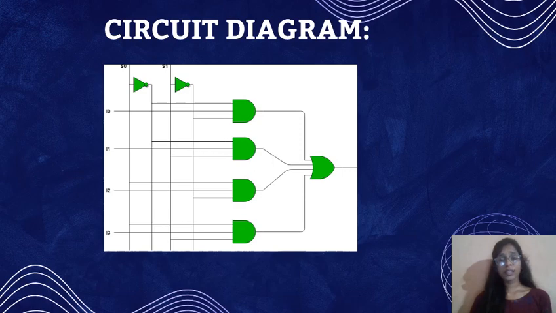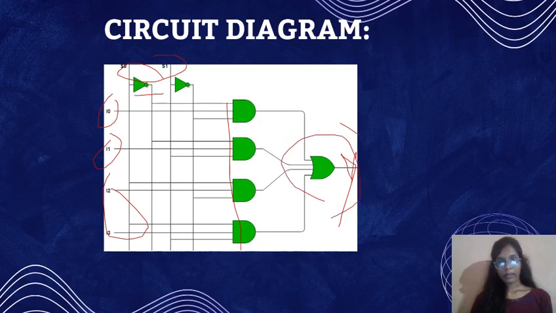Coming to the circuit diagram, S0 and S1 are the two select lines. I0, I1, I2 and I3 are the 4 inputs, and here Y is the output. For S0 and S1 there are 2 NOT gates, and the circuit has 4 AND gates and 1 OR gate.